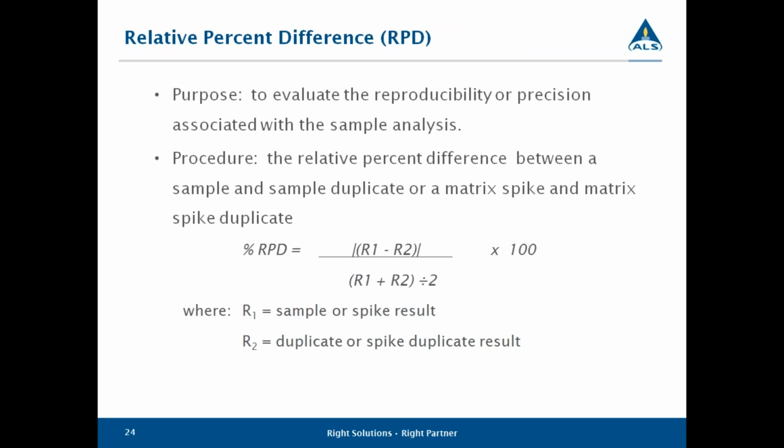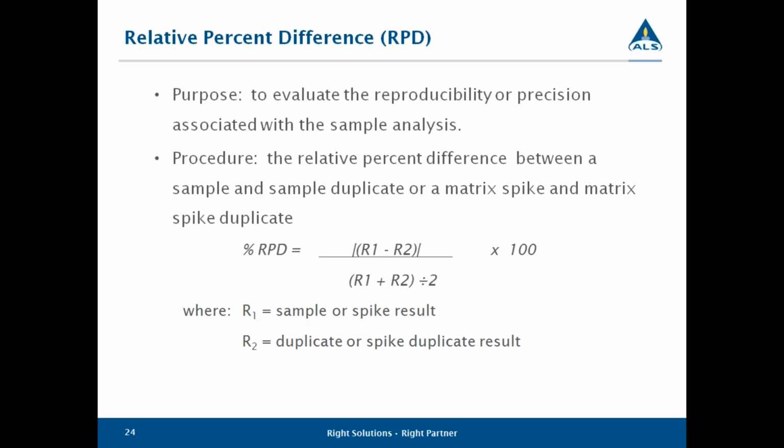So, all right, enough on the matrix spikes. Let's talk about relative percent difference. Of course, we're using this to evaluate the precision of the analysis, how tight that grouping is. If you remember, going back to those targets, the nice tight grouping with good precision. The purpose is to evaluate the reproducibility associated with a sample analysis.